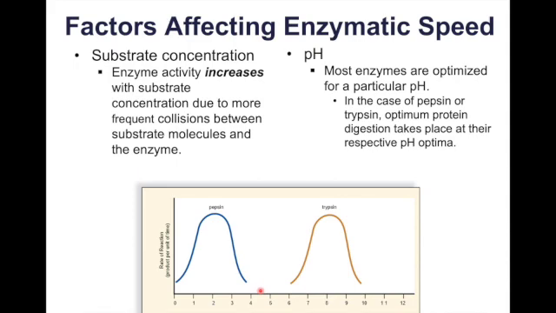And then pH. A lot of enzymes have a particular pH. So if you think of pepsin, this is an enzyme that's involved in digestion. Digestion happens in the stomach where the pH is really, really low. So that's the happy zone. Versus trypsin, this is not going to be happening in the stomach. It's going to be happening elsewhere. And so its happy zone is more in this basic pH.